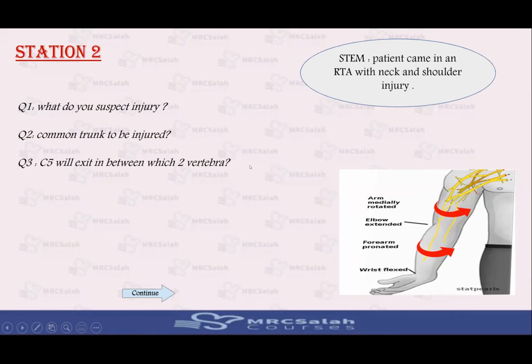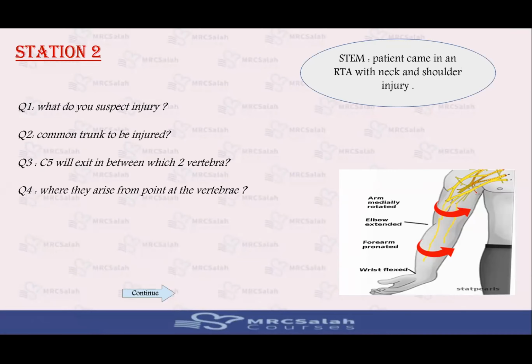One question for you and one question for her. Okay, so Dr. Nidal, your answer is? Yes, it is the upper trunk, C5, C6. Okay. Next question. C5 will exit in between which two vertebrae? C4, C5. Okay, next question. Where do they arise from at the vertebrae? This is the intervertebral foramina.